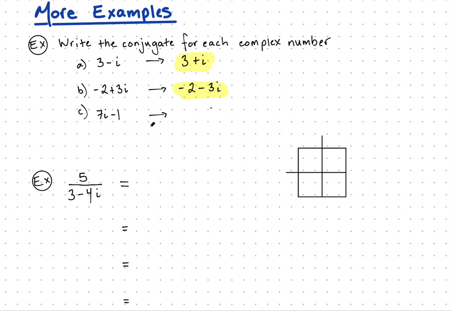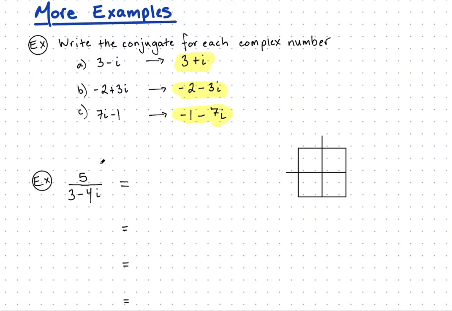And the third one's a little harder. Just want to catch yourself. 7i minus 1. Notice that this complex number is not written in standard form. It's written backwards with imaginary first. And so if I want to write the conjugate, I want to keep the real part the same. That's negative 1. And I want to change the sign on the imaginary part, so this becomes minus 7i. That was a little tricky. Just gotta keep track of where your imaginary and your real parts are.